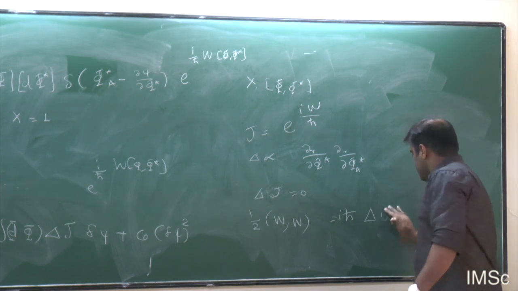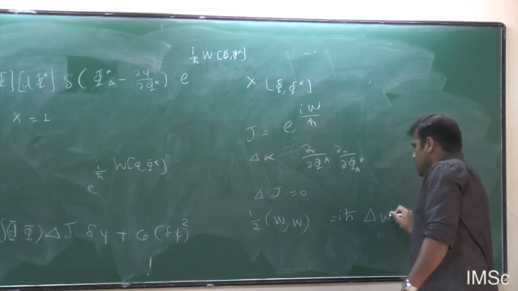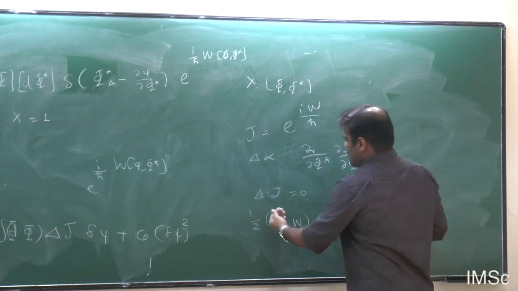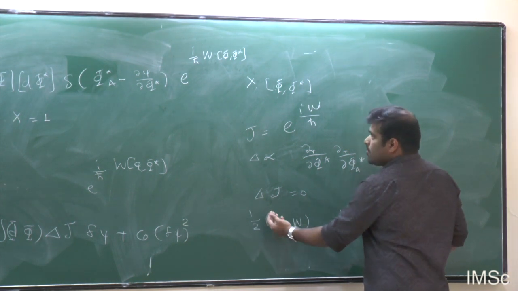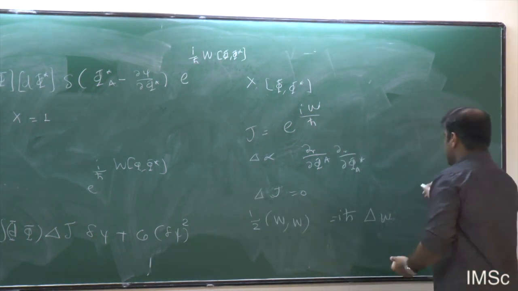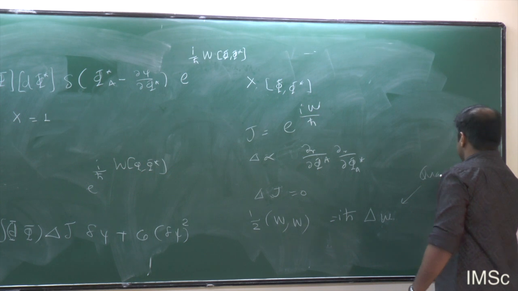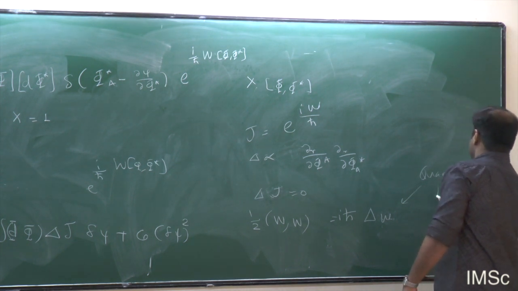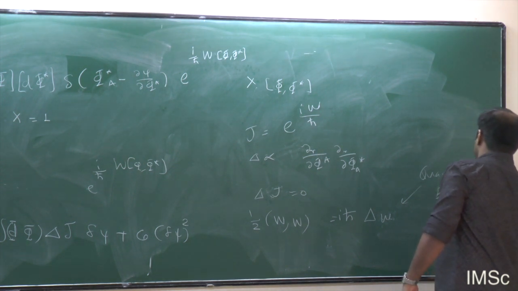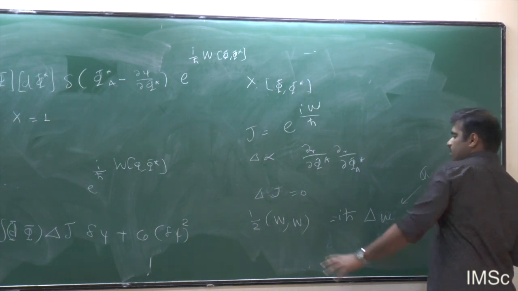W on the right. So if the action W satisfies this equation, which is known as the quantum BV master equation. But this could have corrections in h bar squared as well, right? No, this equation is exact.